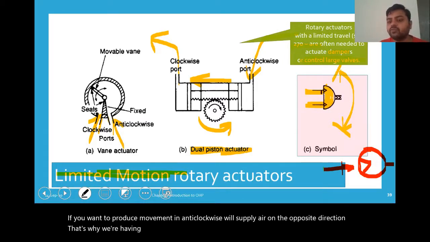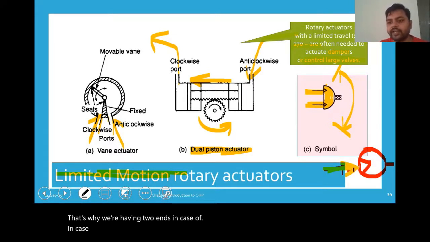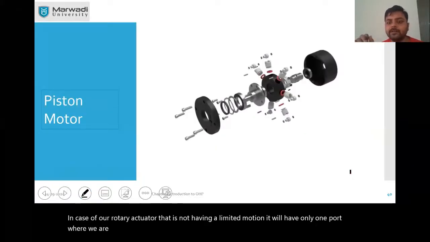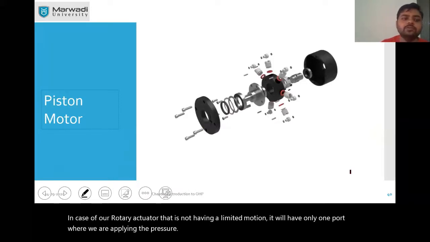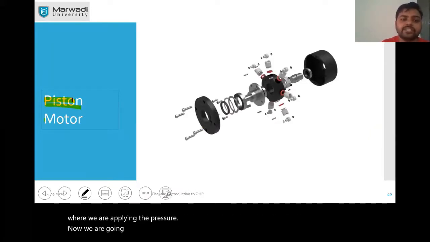In case of our rotary actuator that does not have a limited motion, it will have only one port where we apply the pressure. Now we are going to the third kind, which is the piston motor.